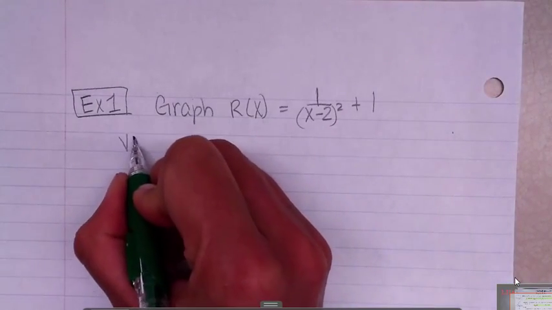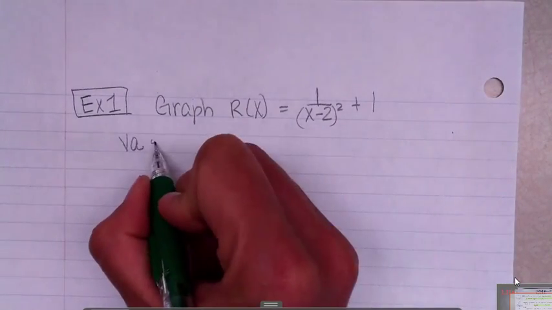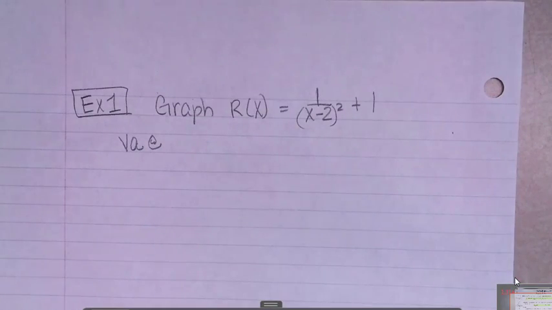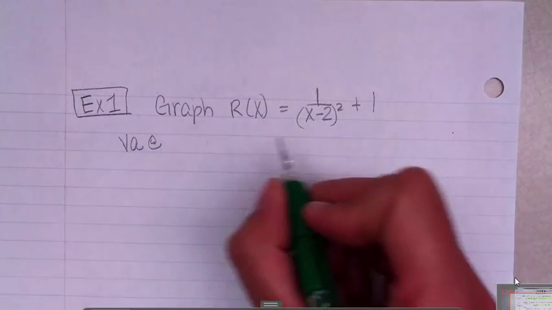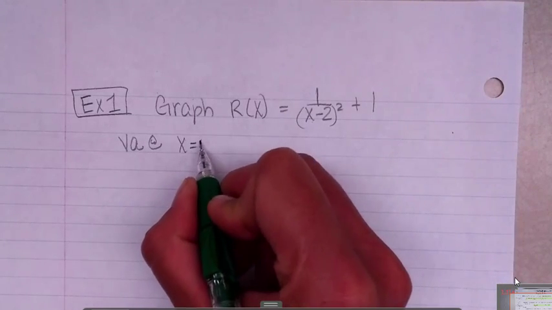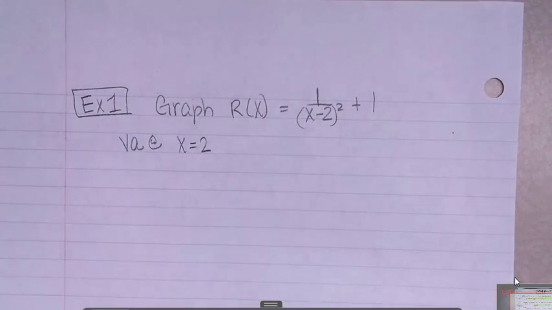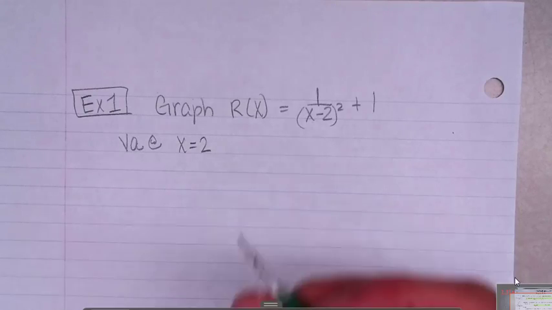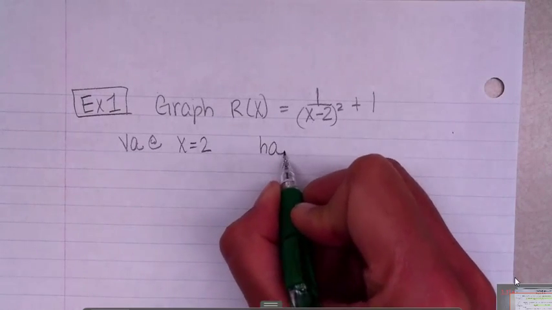So I know that there's going to be a vertical asymptote where the denominator is equal to 0. Basically that's going to be at x equals 2. And now let's talk about our horizontal asymptote.